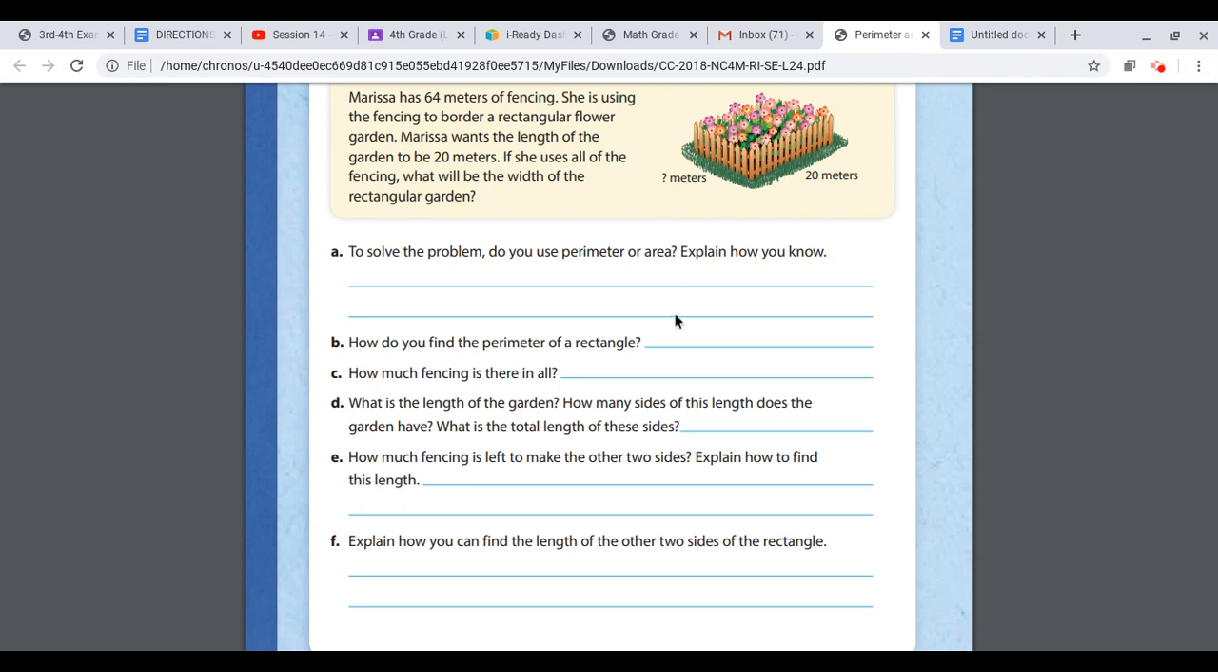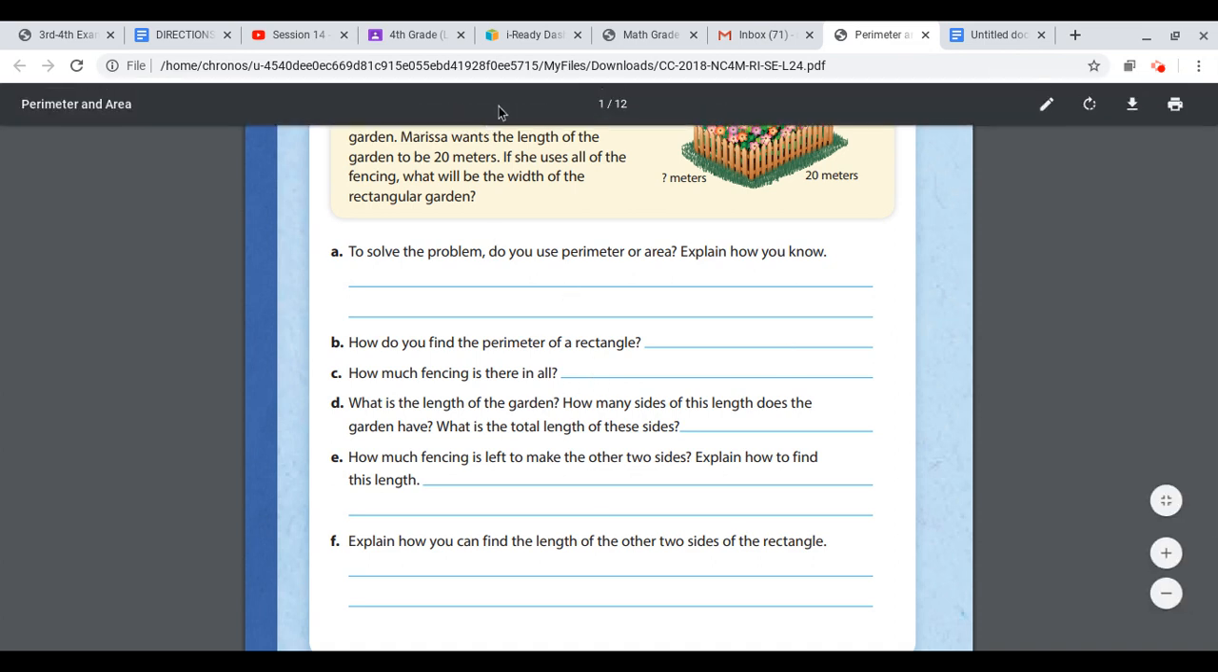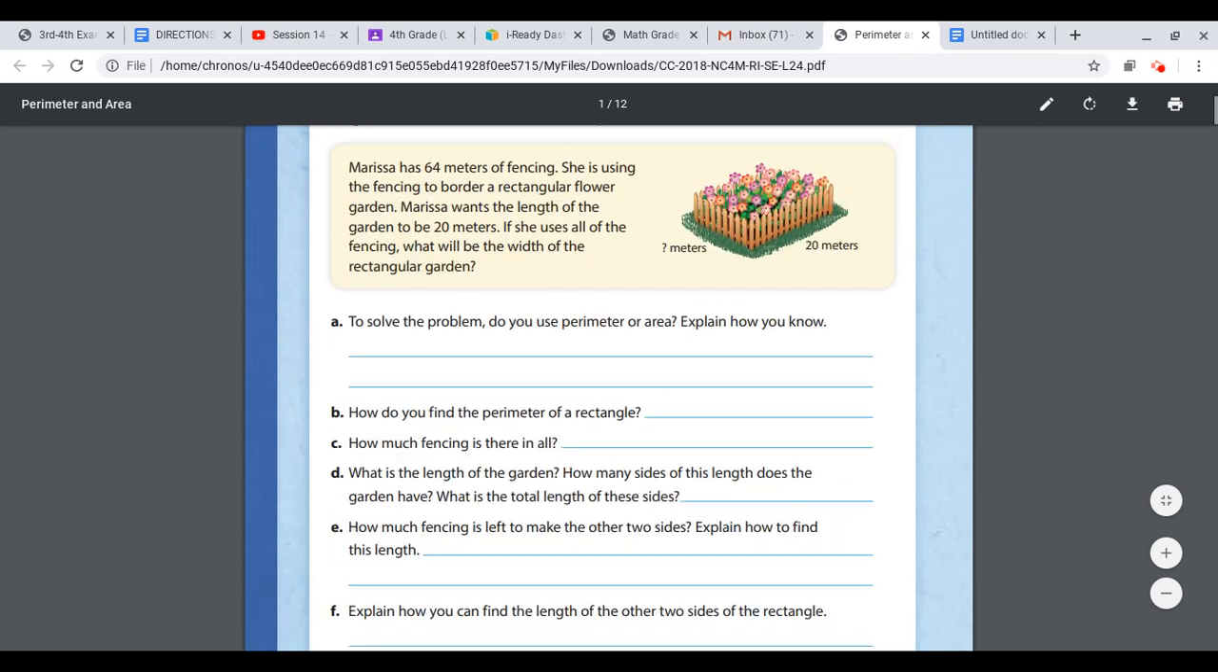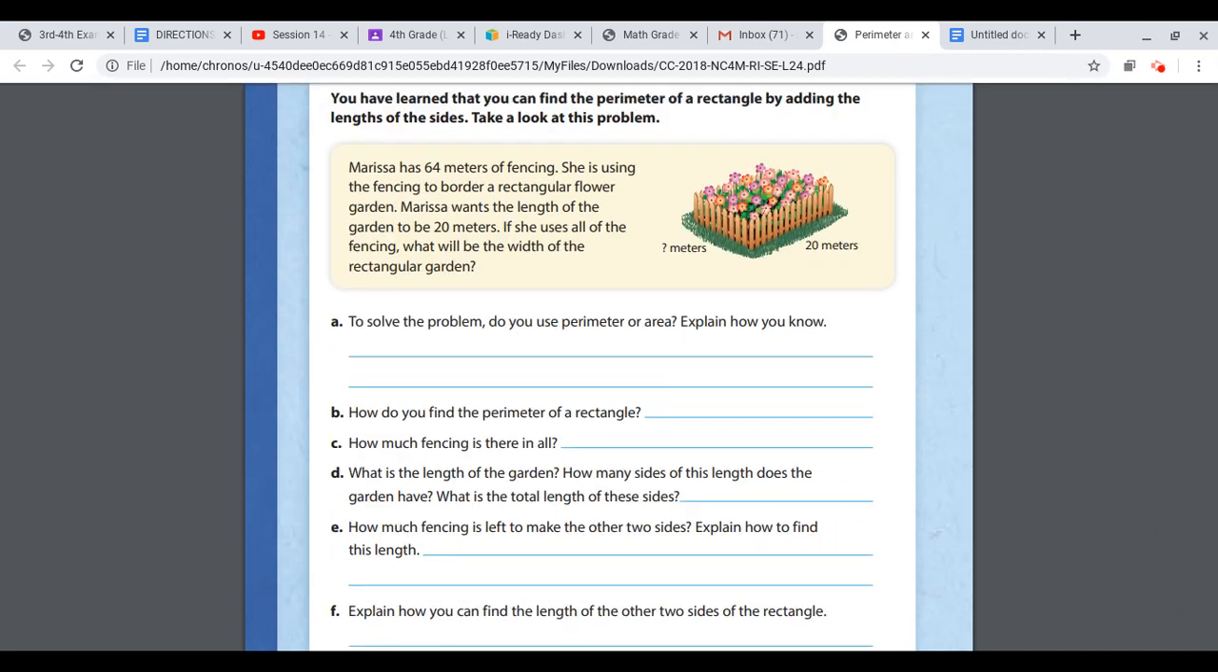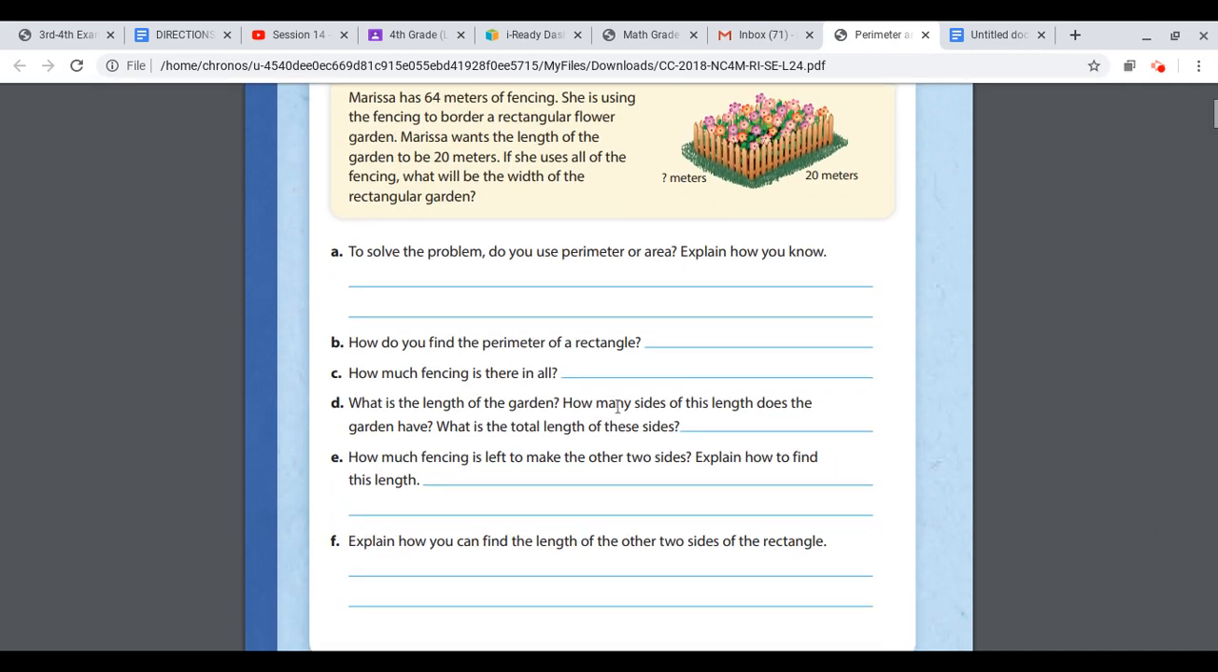How do you find the perimeter of a rectangle? You add all the sides. How much fencing is there in all? Well, the problem says Marissa has 64 meters of fencing total. So C is 64.